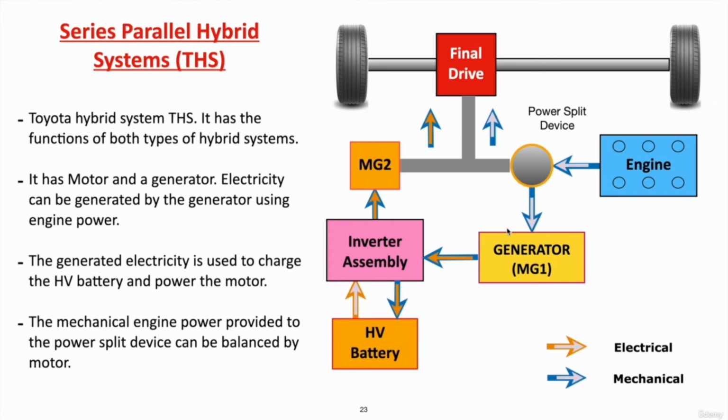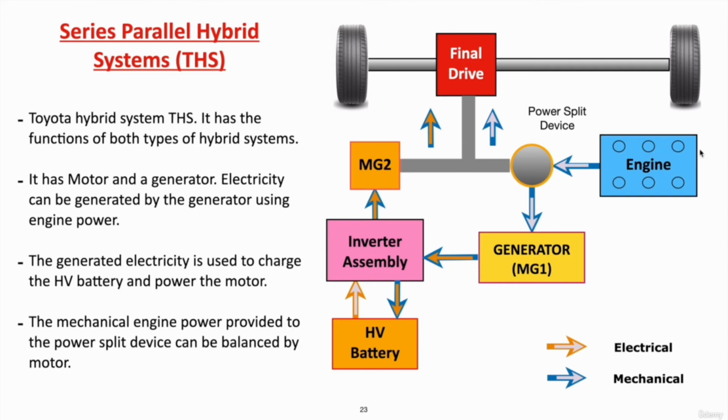In series, we just have a generator which takes the power from the engine and uses it to charge the battery. In parallel, we have a transmission here which is used to power the wheels, and the same power comes from the MG2, which is also used to power the wheels. But in series parallel, the generator helps in both: it helps in charging the battery and it also helps in driving the wheels, which means it has the function of both series and parallel.